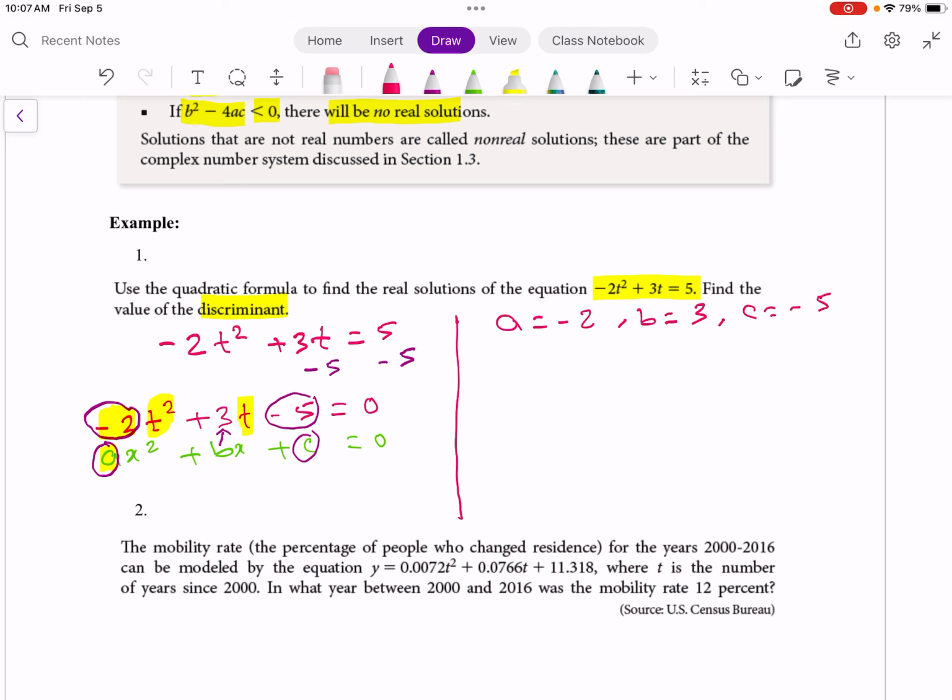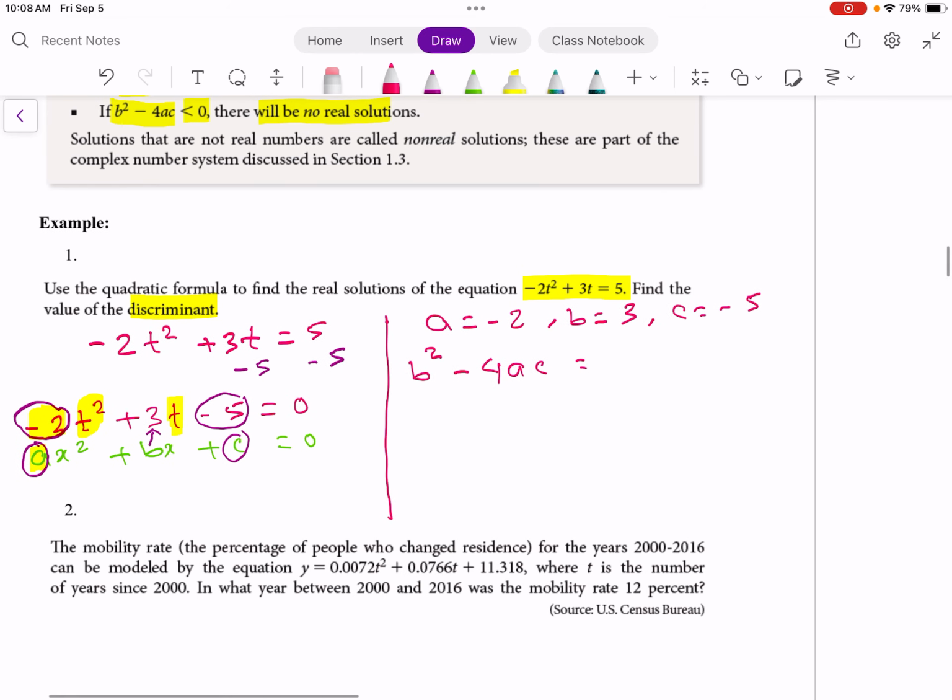Now let's find the discriminant. Finding the discriminant means we find the value of b square minus 4ac. You substitute b, a, c. So b is 3 square, minus 4 times a, which is -2. Make sure to have parentheses, times c, which is -5.